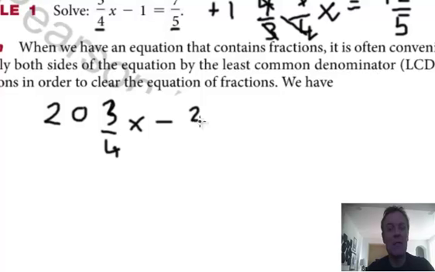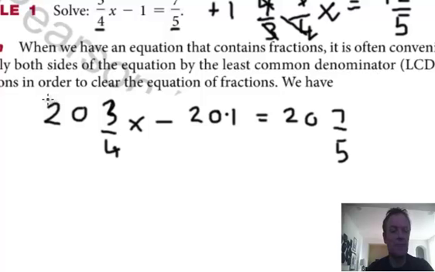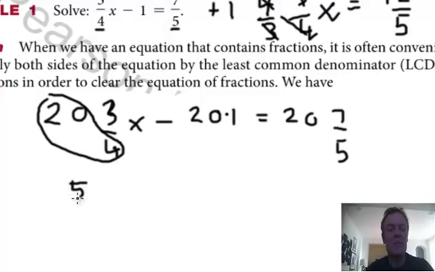Minus, I'm going to multiply this 1 by 20. And I'm also going to multiply the 7/5 by 20. So I'm just going to multiply everything by 20. And here's why. What's 20 divided by 4? That's 5. Still got the 3 and the x there. Just got rid of the 4.